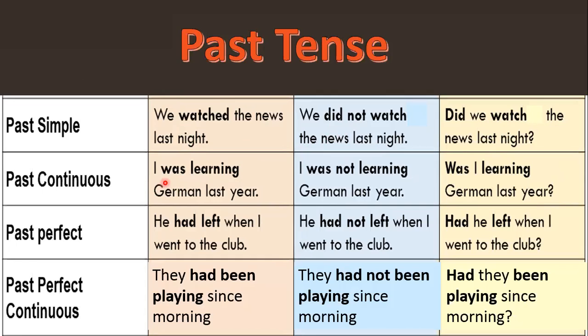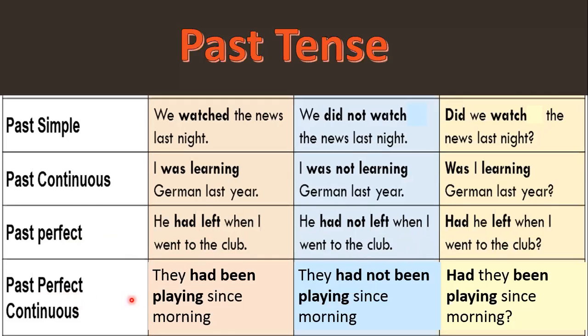The past continuous will be: I was learning German last year. I was not learning German last year. Was I learning German last year? Now see, with "I" I'm using "was," okay? But with "they," it will be "were." He had left when I went to the club. He had not left when I went to the club. Had he left when I went to the club? Okay, so is this clear? The perfect is always "had" with the third form of the verb.